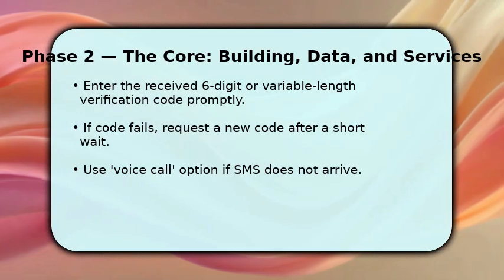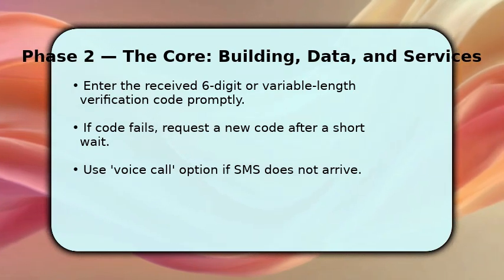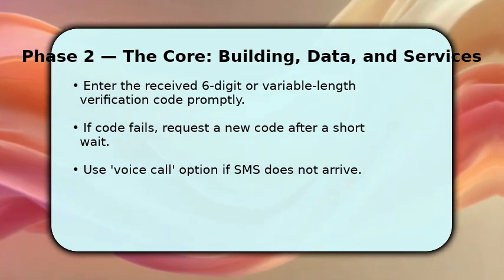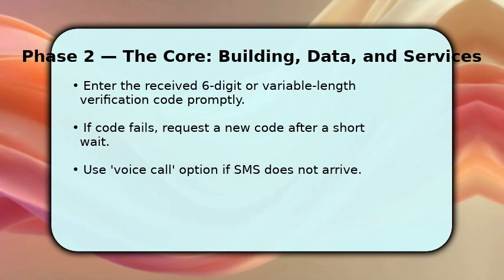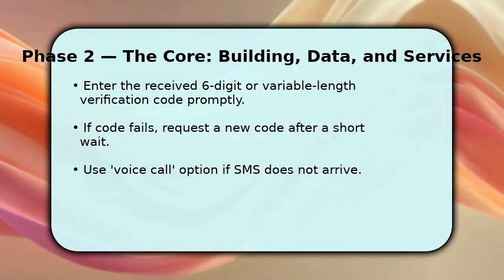You will receive a numeric code by SMS or automated call. Type it exactly into the site or app field. If the code times out or shows invalid, request a new one and avoid rapid repeat attempts to prevent throttling.